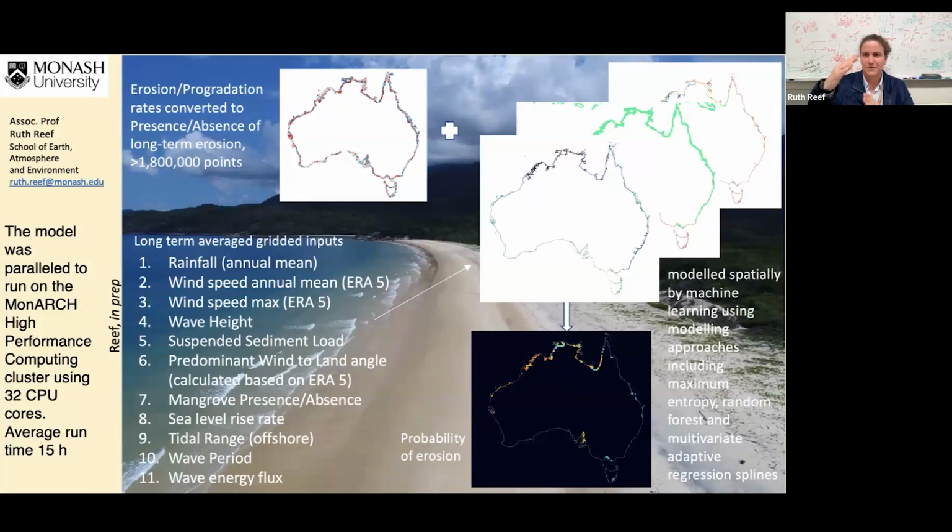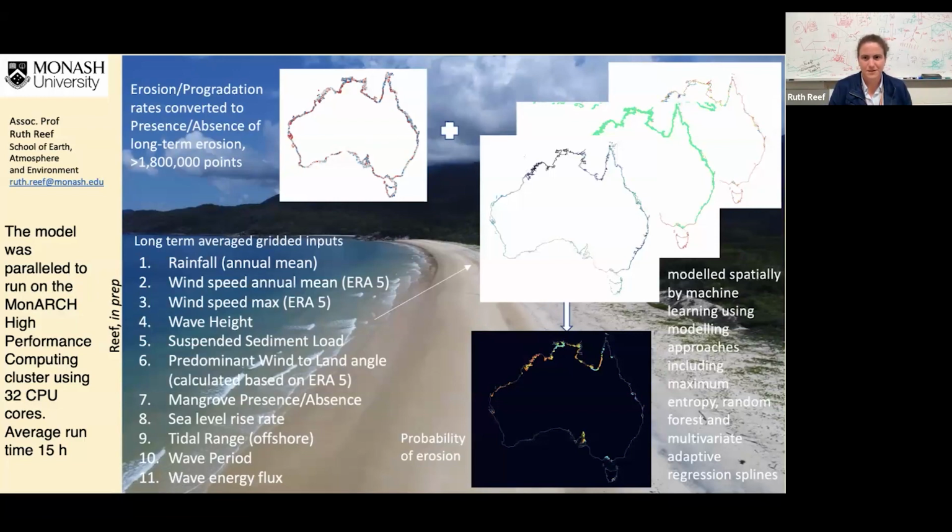We know how the wind and the land angle interact. We know whether there's mangroves there. We know whether there's sea level. We know that sea level rise is not the same everywhere. I'll show you in a moment. But that is so we can have all these different geographies, right? And combine them with what we know the shoreline has done.